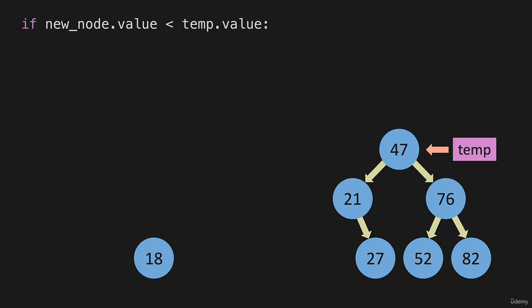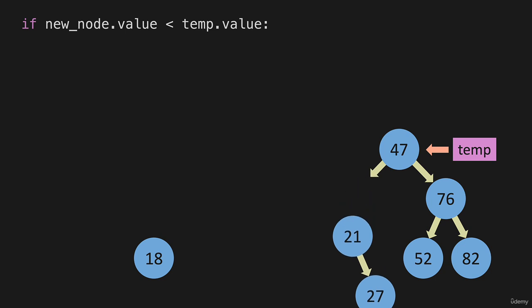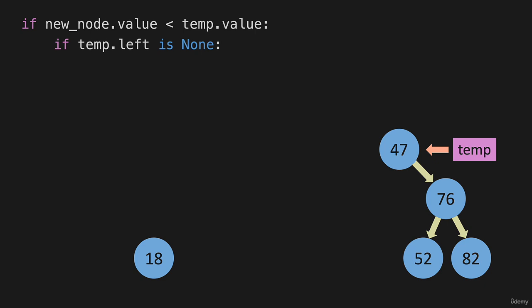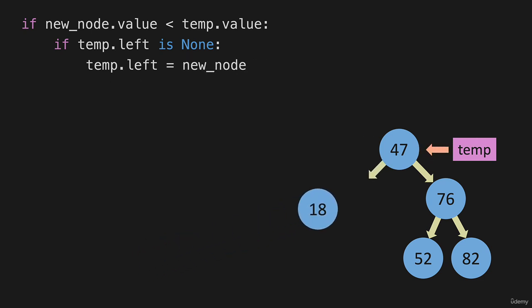Otherwise, there will be items here, and then we'll need to compare the 18 to the next item in the tree. So let's assume that this spot is open first, and we'll say if temp.left is None, which means that spot is open, we're going to set temp.left to be equal to the new node. Now that we've placed that, there's one more step that we need to do here. And we need a return statement. So we'll return True. So that's what we do if that spot is open.